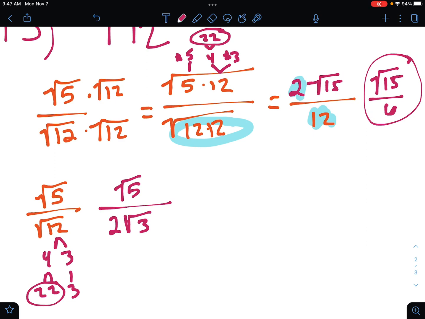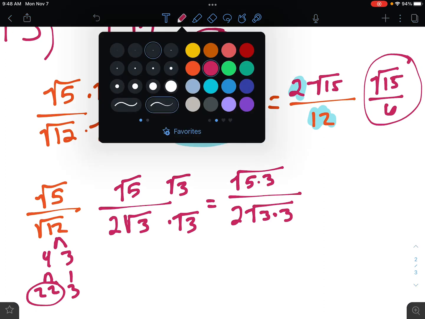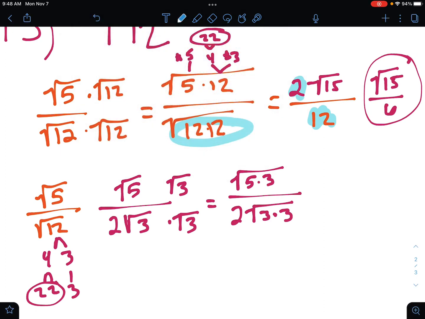I have 1 three, I need 2. So I'm going to multiply by the square root of 3. Anything I do to the bottom, we have to do to the top. So what happens? On the top, I get the square root of 5 times 3. On the bottom, I get 2 square root of 3 times 3. Okay, so on the top, I have 2 prime numbers, 5 and 3. I can't break either of those down, so I'm going to simplify it to square root of 15.